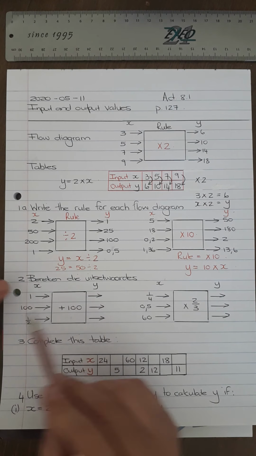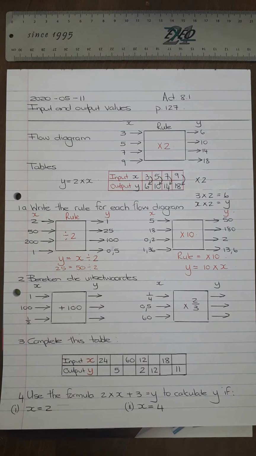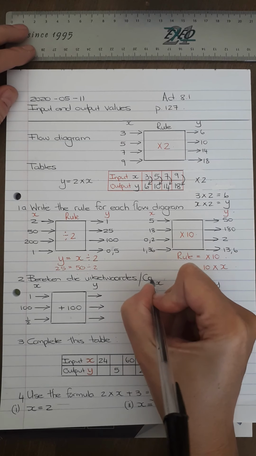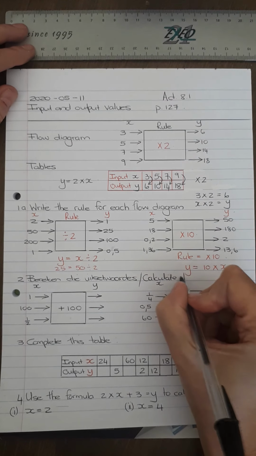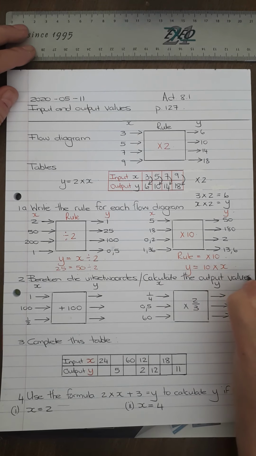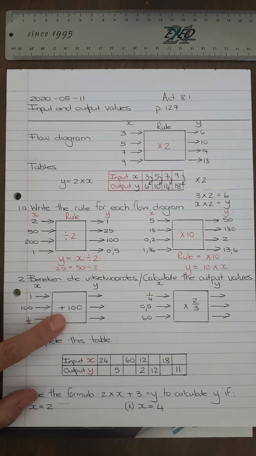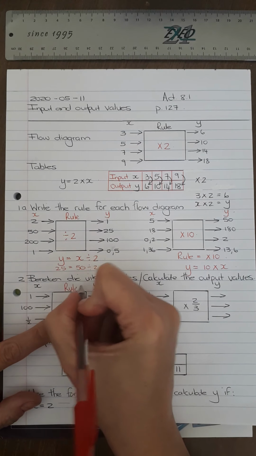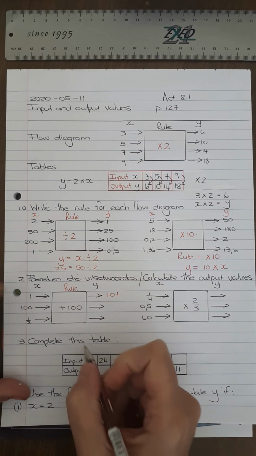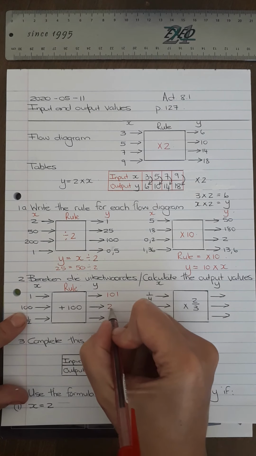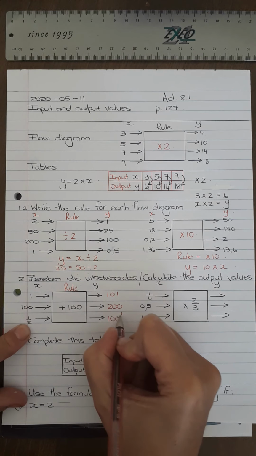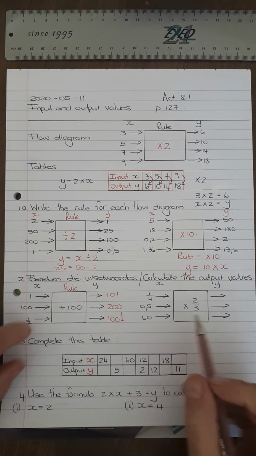Okay, number 2. Oh, and I wrote this in Afrikaans. Why did I do that? Okay, calculate the output values. So now they gave me the rule. I have the rule: plus 100. 1 plus 100, 101. 100 plus 100, 200. A half plus 100, 100 and a half. Let's look at the next one.